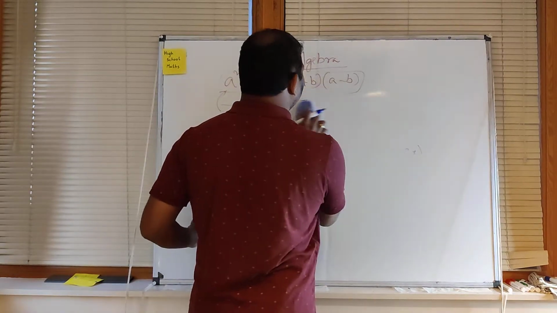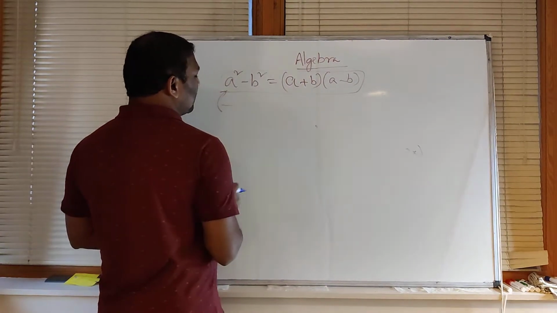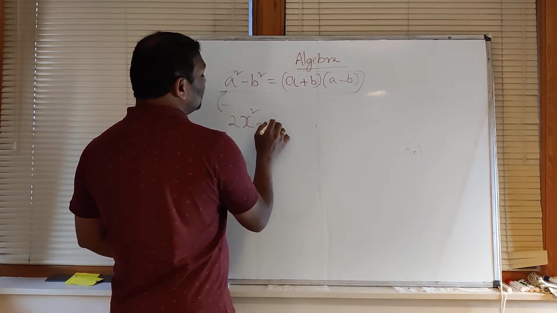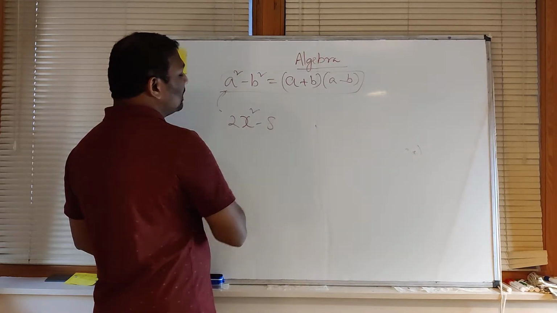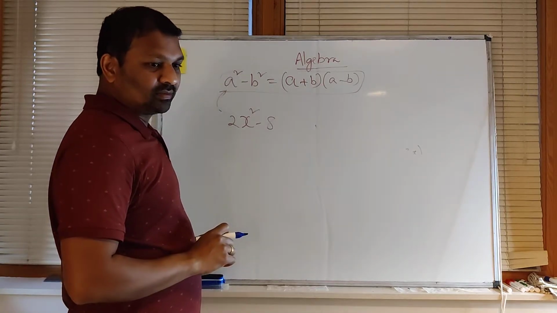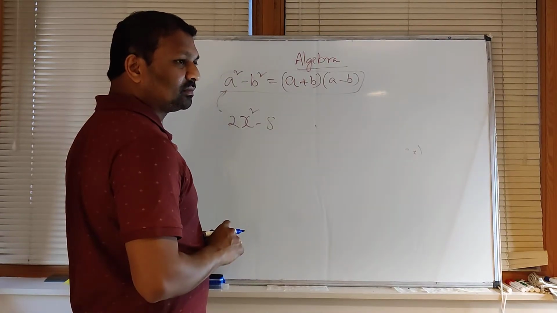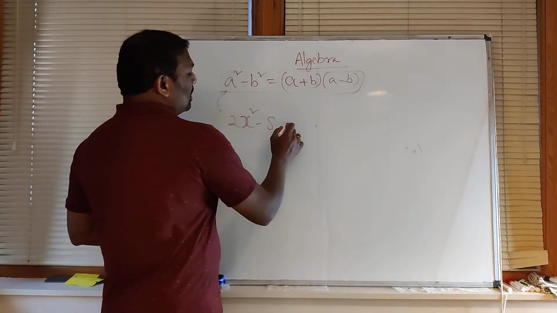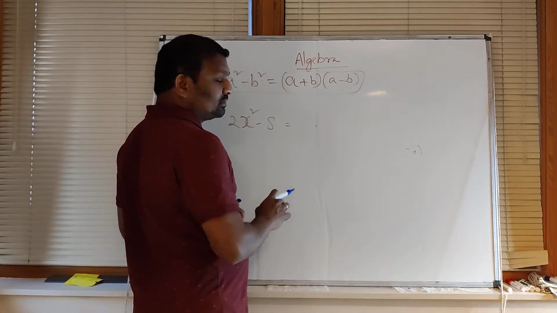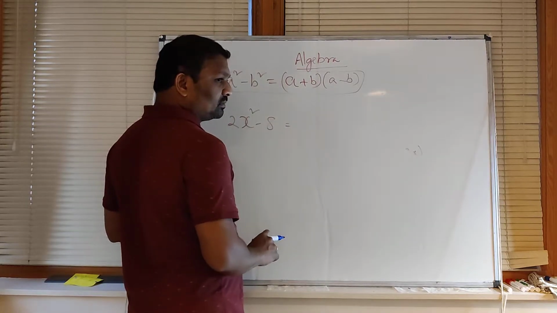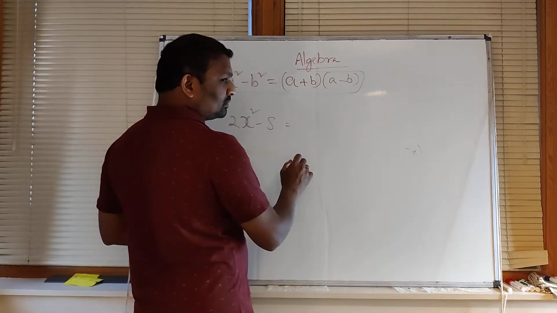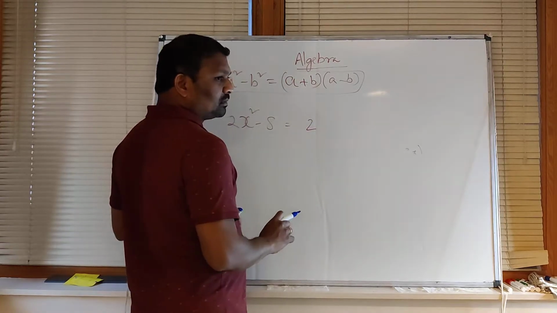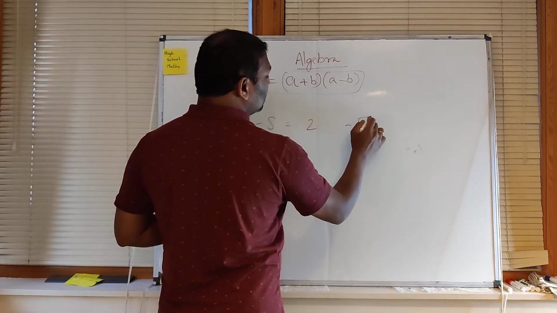For example, I'll give you 2x square minus 8. What are the factors of it? You tell me, how can we write this one? 2x square can be written as square root of 2x square, whole square, minus root of 8 whole square.